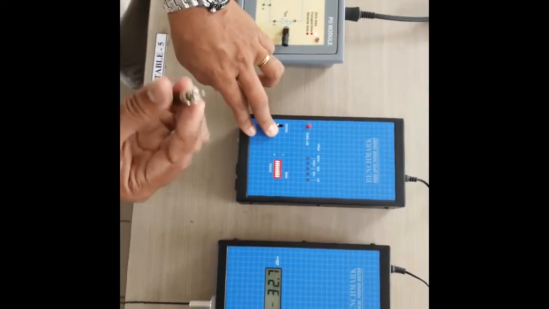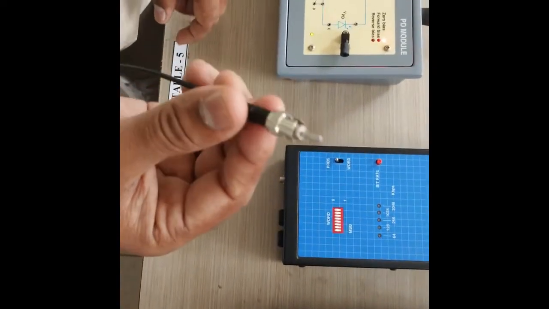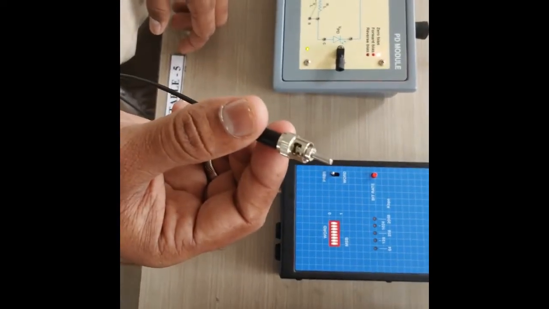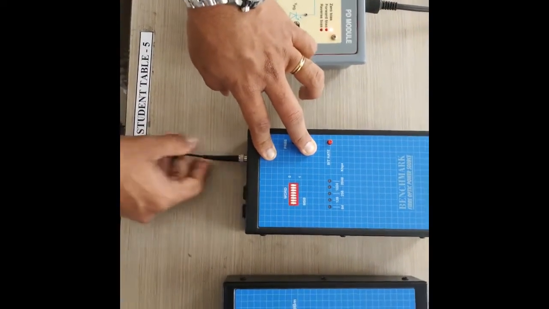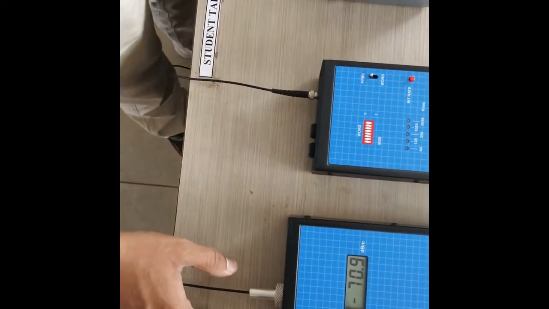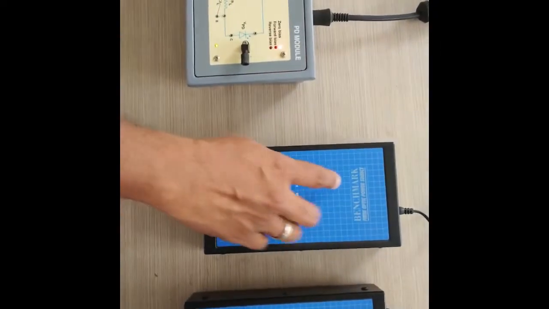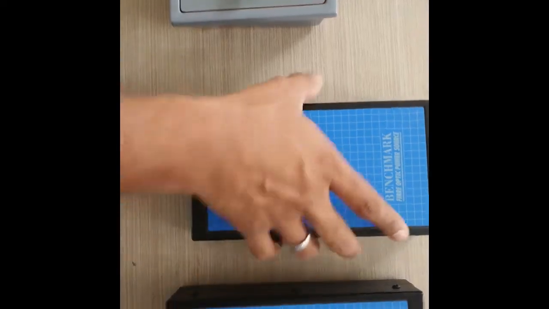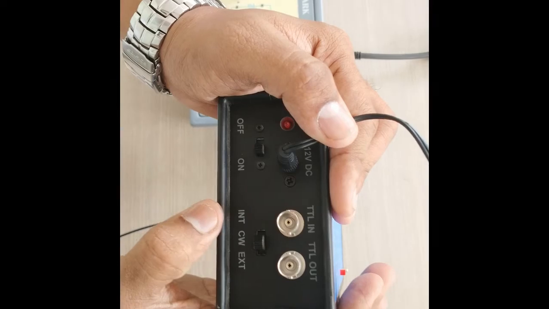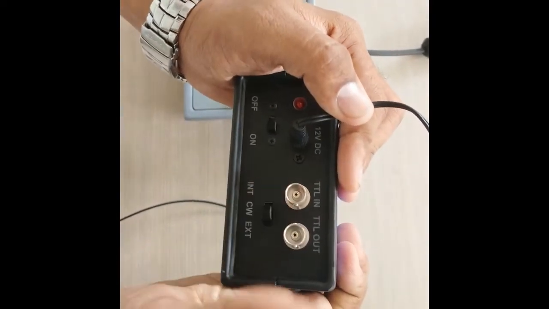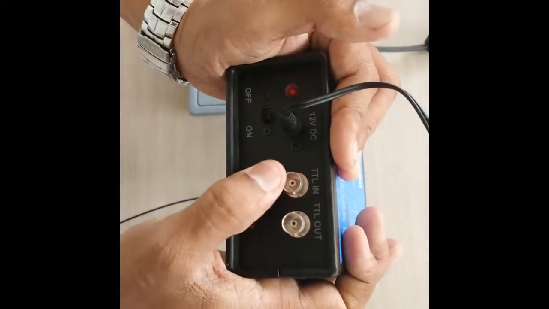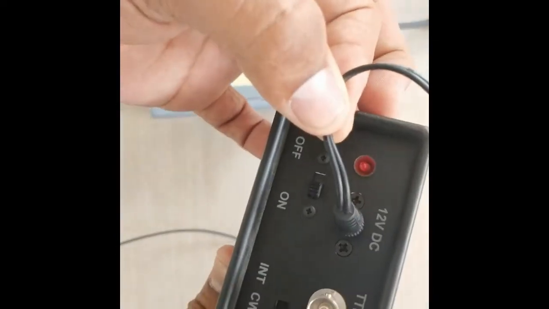I have connected an ST connector, an ST 1 meter optical cable. This is an ST to ST connector we have here. This is a 1 meter optical cable with 1000 micrometer diameter, and it's a multi-mode cable. We have connected this and powered the optical source. We have a few options like internal, external, and continuous wave. I have selected the continuous wave mode. As such we have TTL input and output. Here is a power button, and it is powered by a 12 volt DC.